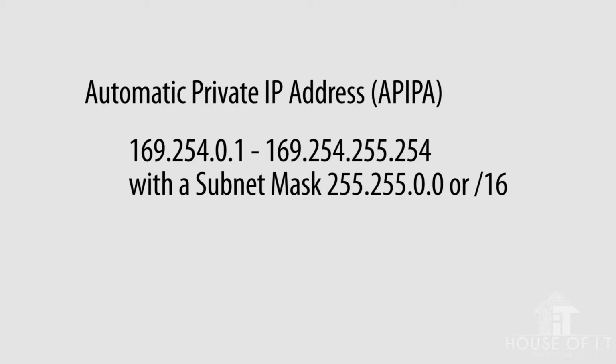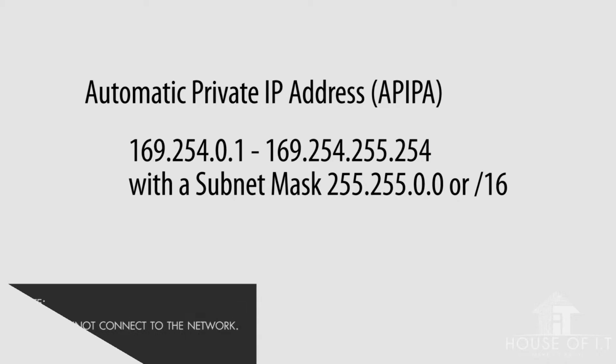Now let's move on to APIPA, or Automatic Private IP Addressing. It is a Class B range of IP addresses self-assigned by your Windows client if the DHCP server is permanently or temporarily unavailable. Then if the DHCP server becomes available later on, the APIPA address will be replaced by the address from the DHCP server. And also note that this address cannot connect to the internet.